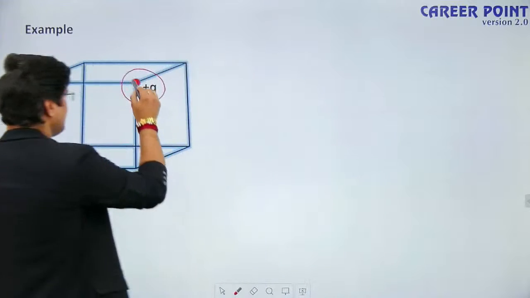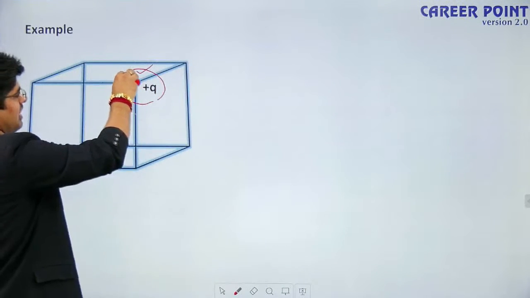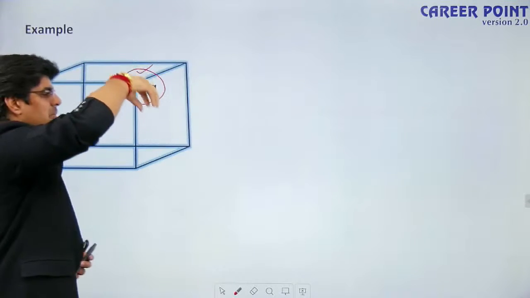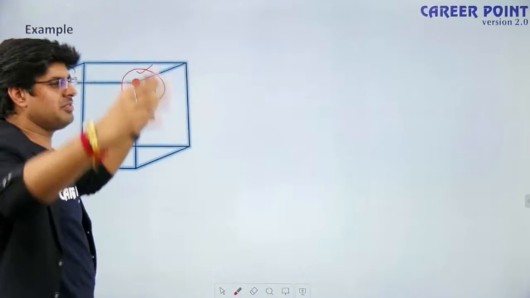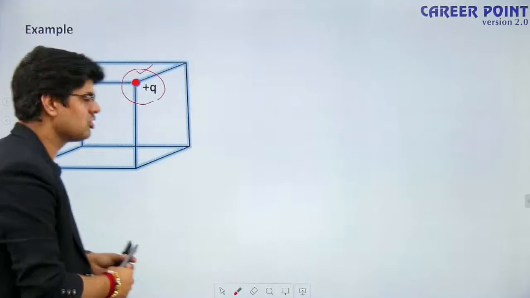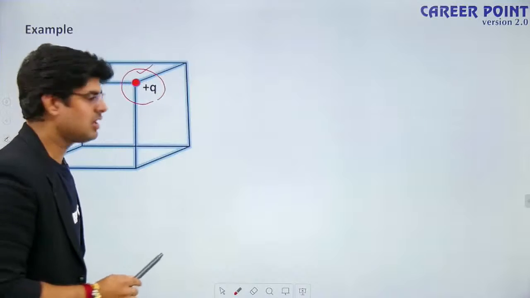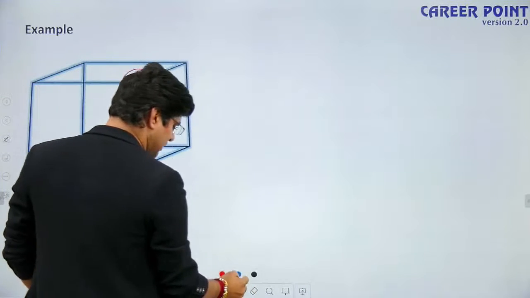It is important that this plus q charge is present symmetrically with respect to whatever volume or box we are considering, right? So I want this plus q charge to be present at a symmetrical position. So in that case what we can apply?